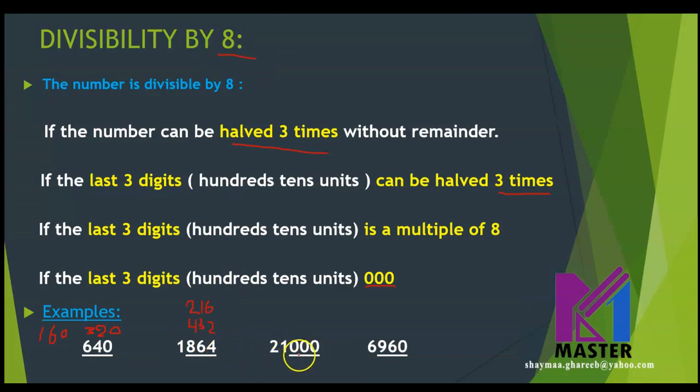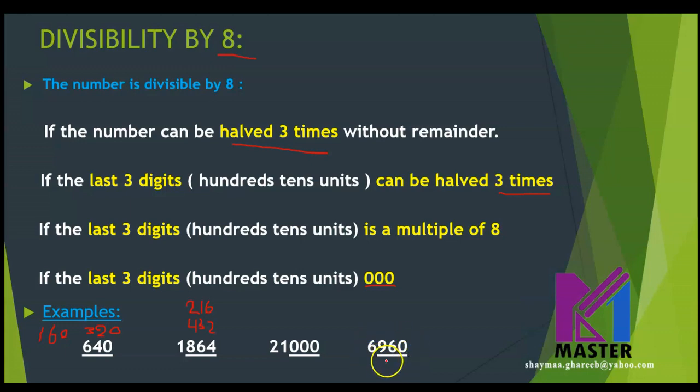What about this number, 21,000? It already ends with 3 zeros. The last 3 digits are 3 zeros. Then this number is divisible by 8 because it is a multiple of 1000, or because it is divisible by 1000, and 1000 is divisible by 8. What about this number here?